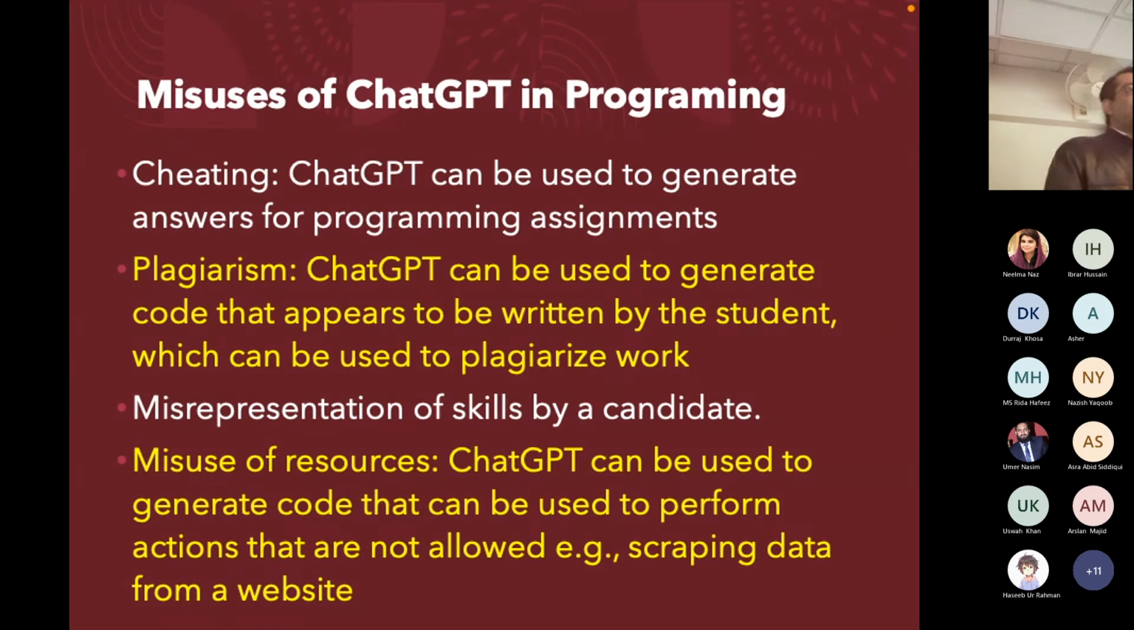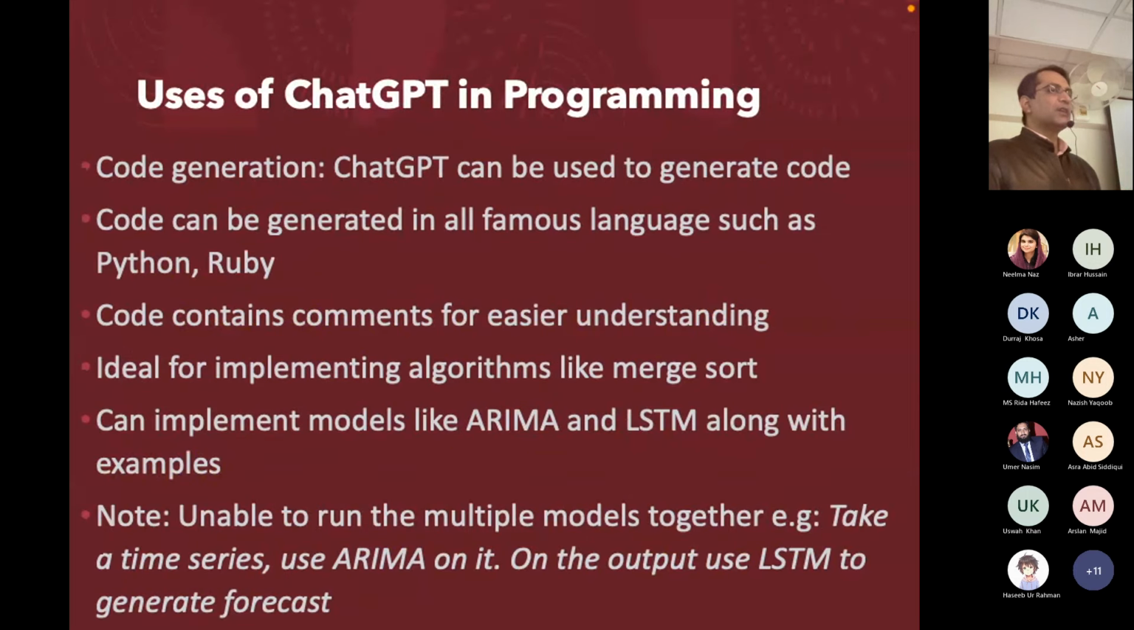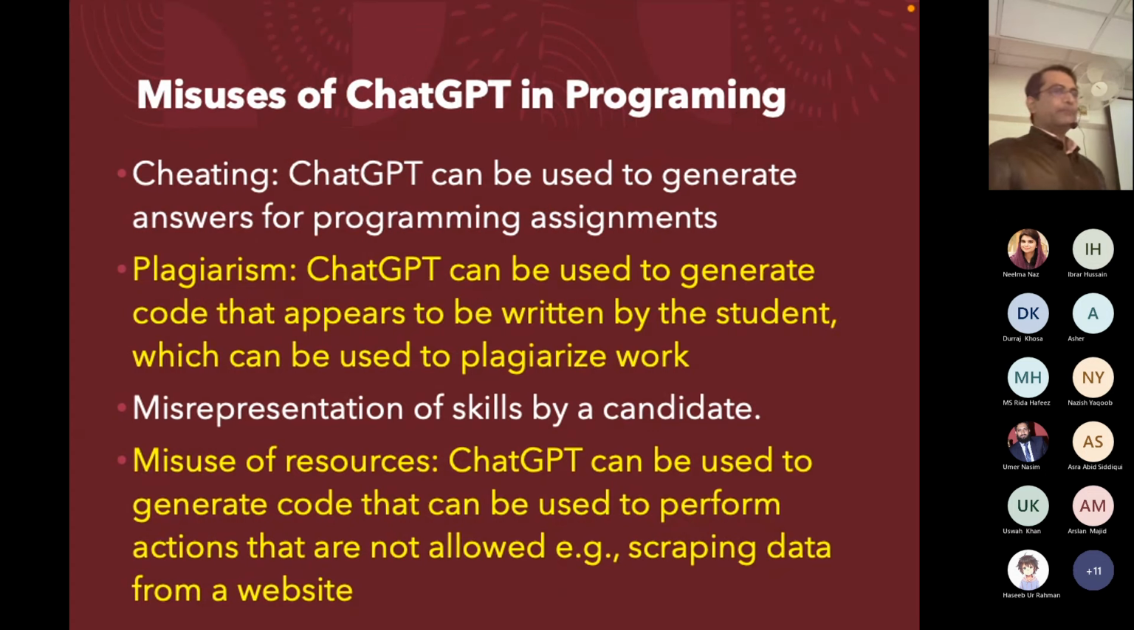Now, as there are many, many uses when we are talking about code generation, there are misuses as well. For every good thing, there is a bad thing attached to that. So the first misuse is cheating. ChatGPT can generate answers for programming assignments which are not detectable by Turnitin. I tried it and I miserably failed on 40 assignments.